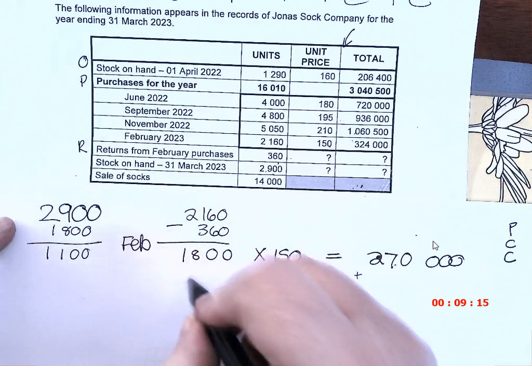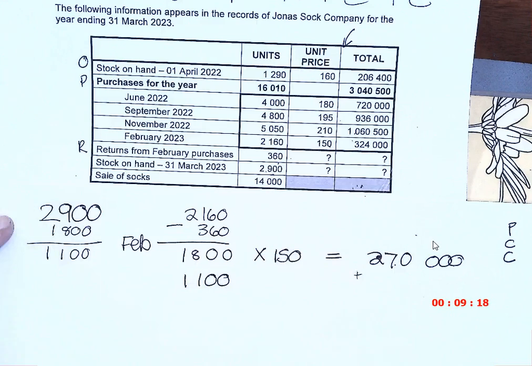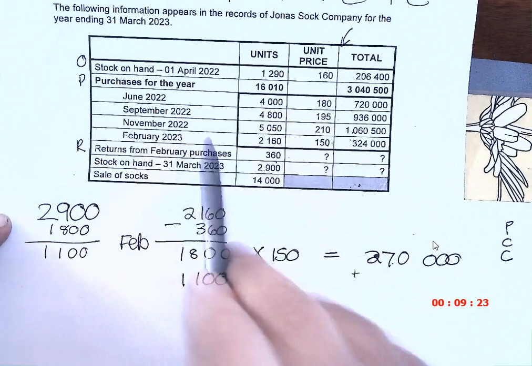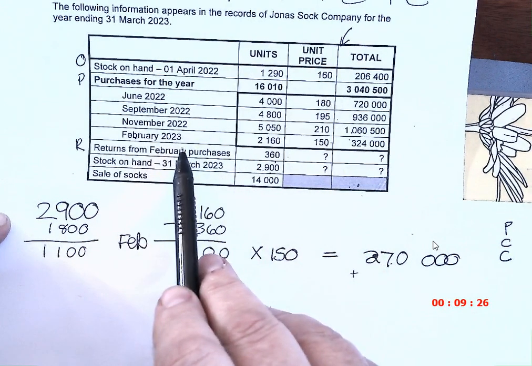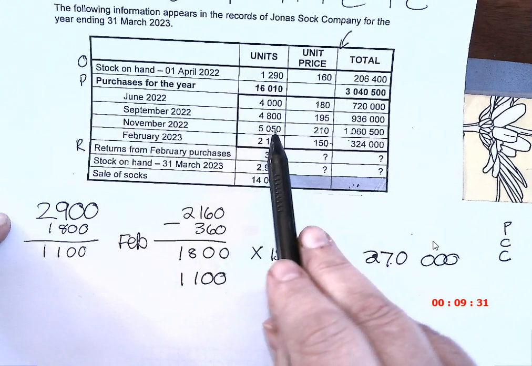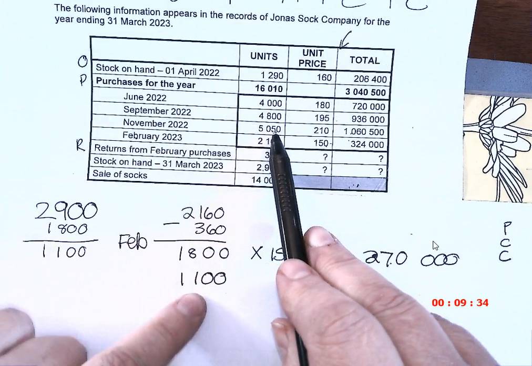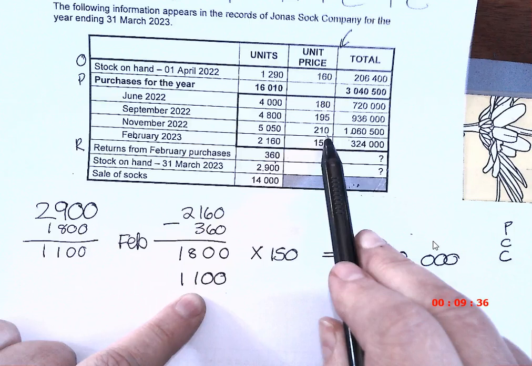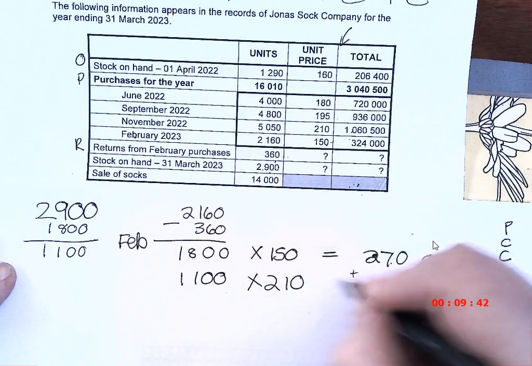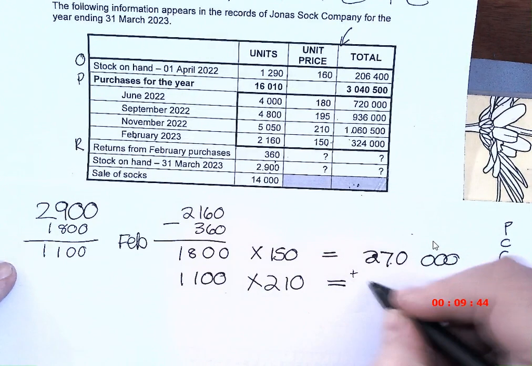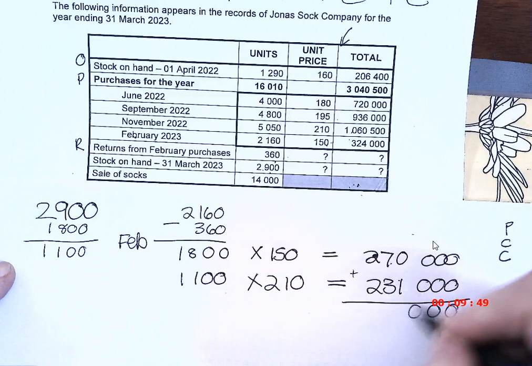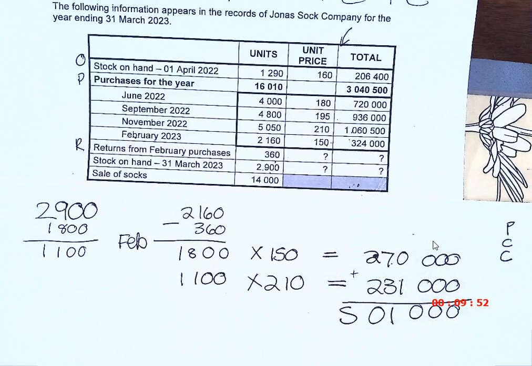Yes. So I still need to value 1,100 units, but now I can't value it at the February price anymore. I have to value it at the batch that I bought before February, which was November. And I see, oh, I've got enough. I only need to value 1,100, and I'm going to value it at 210. And that gives me what? 231. Like that.